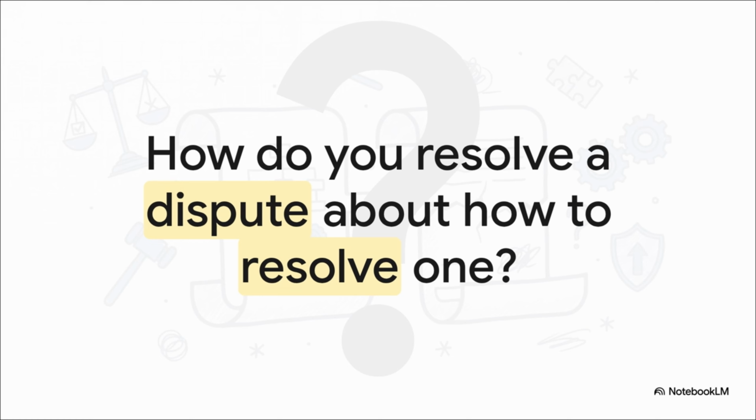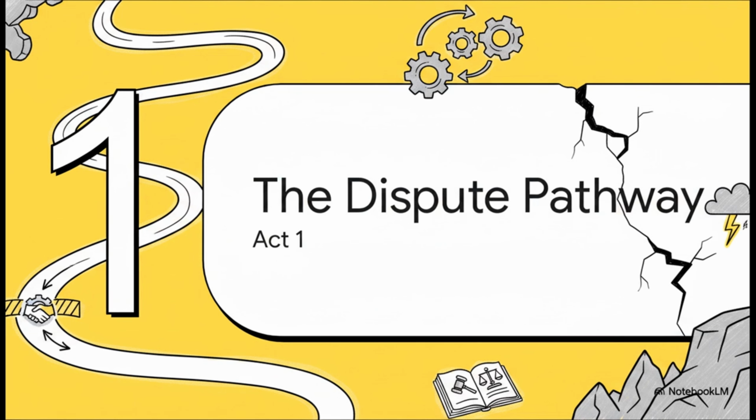So instead of arguing about the actual construction delay, Arjun and Ms. Kapoor are paying top-dollar lawyers just to argue in court about whether they're even allowed to go to arbitration in the first place. Okay, let's move right into Act 1, the disputed dispute pathway.